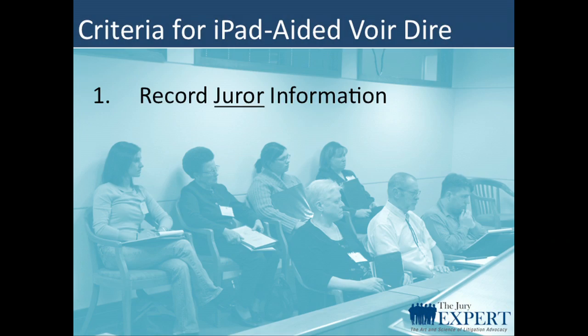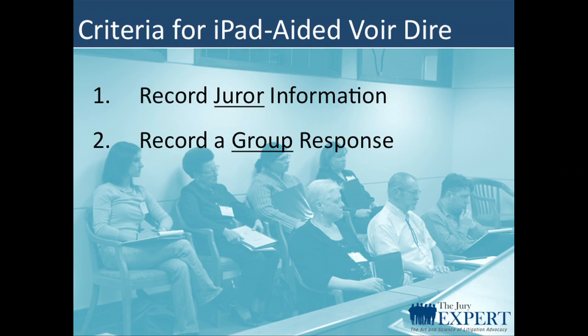And I'd say there are 5 criteria for what we would want an on-screen application to do in the jury selection situation. Number 1, we would want it to record information: all of the basic answers to questions that jurors are providing, all of the things that we typically write on Post-it notes. Number 2, we would want it to record a group response when, for example, everyone is raising their hands to answer yes to the same question.